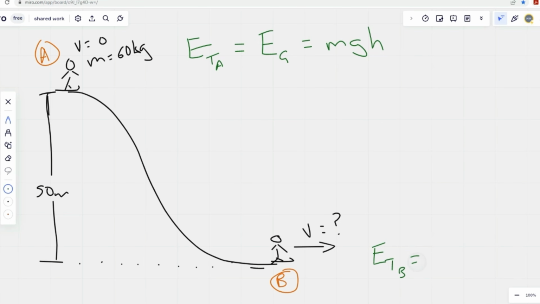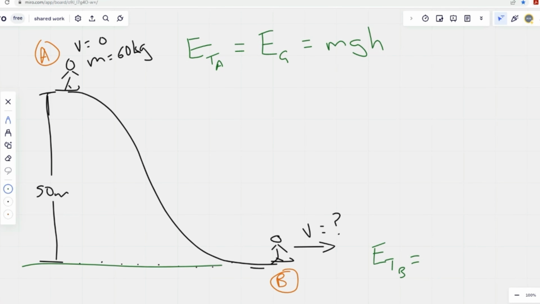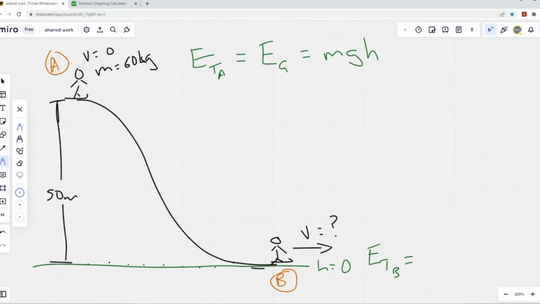In the final position, I know that the skier is at the bottom of the hill, and I've arbitrarily determined that that is where we're setting our height of 0. Well, if the height is 0, then at that point their gravitational energy will be 0 because h is 0, but they'll have some kinetic energy, and kinetic energy is 1/2 mass times velocity squared.